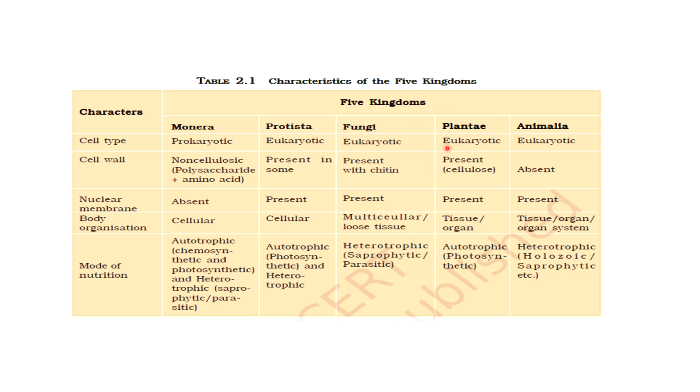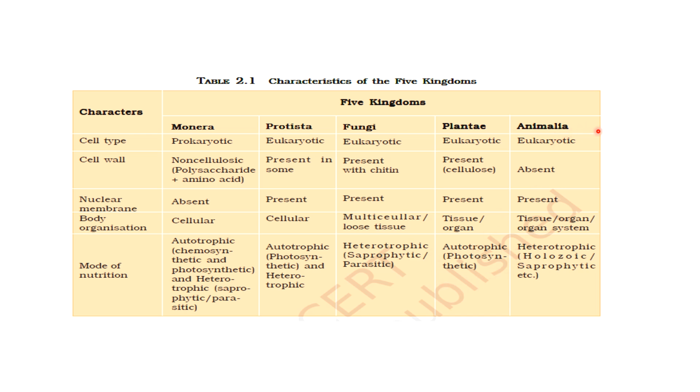It comprises the eukaryotic organisms which have a tissue or organ level of body organization. Cell wall is present and it is made up of cellulose. Nuclear membrane is obviously present as they are eukaryotes. And mode of nutrition, if you see, they are autotrophic. That is, they derive their food by the process of photosynthesis.